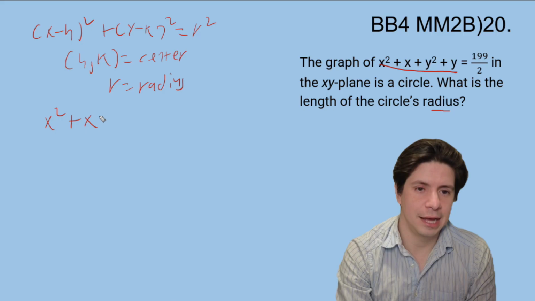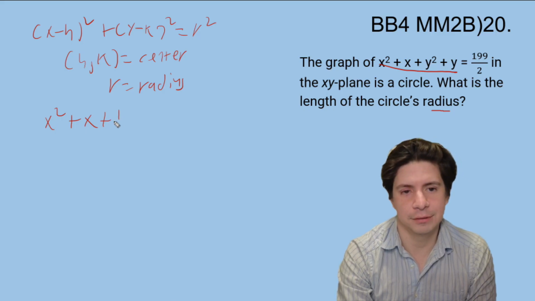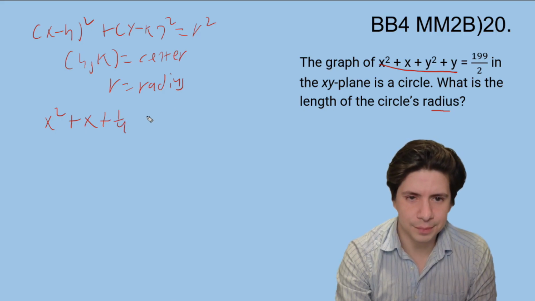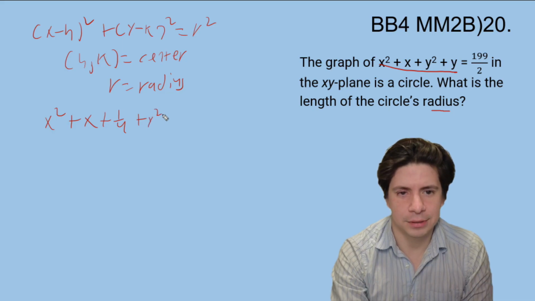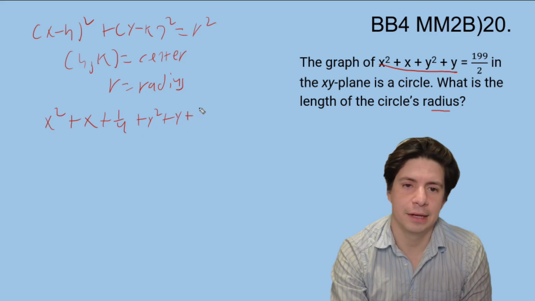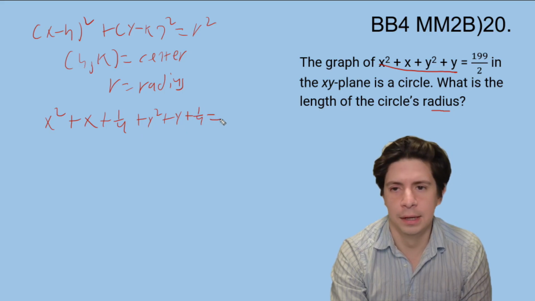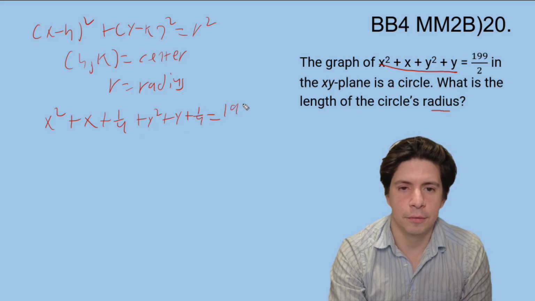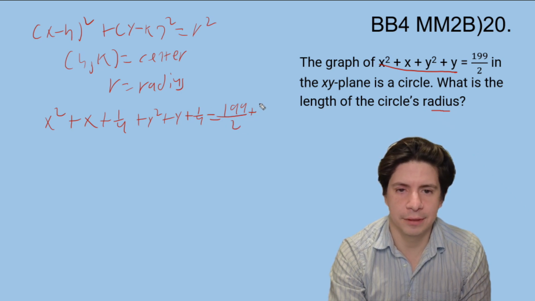So this is 1. You're going to half it, so 1/2, and you're going to square the 1/2. So I'm going to add 1/4. And then I'll do the same thing for the y's, right? It's y squared plus y. Again, the coefficient on the y is 1. Half of that is half. Squared is 1/4. And I have 199 over 2. And I'm going to add 1/4 plus 1/4, right, to keep everything balanced.